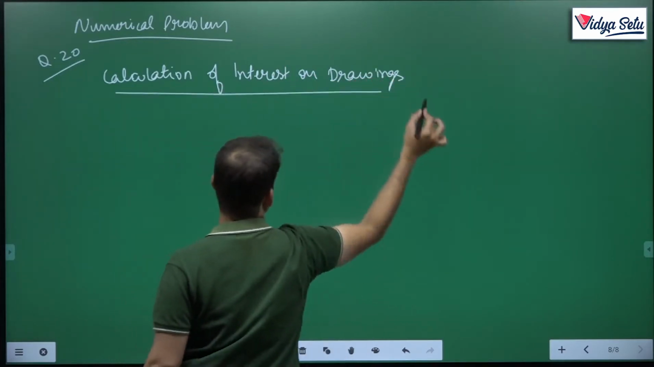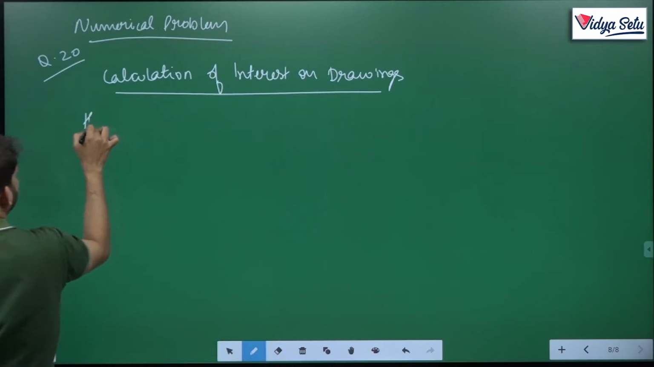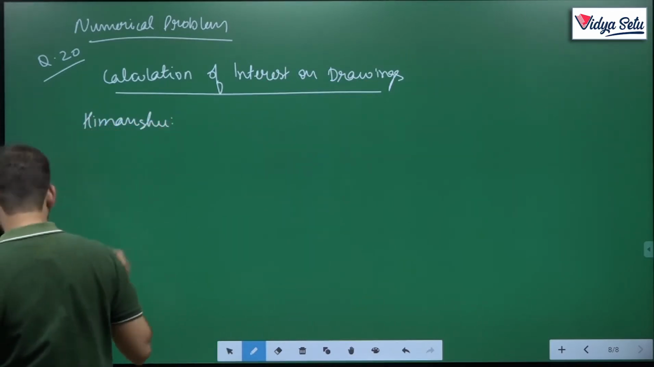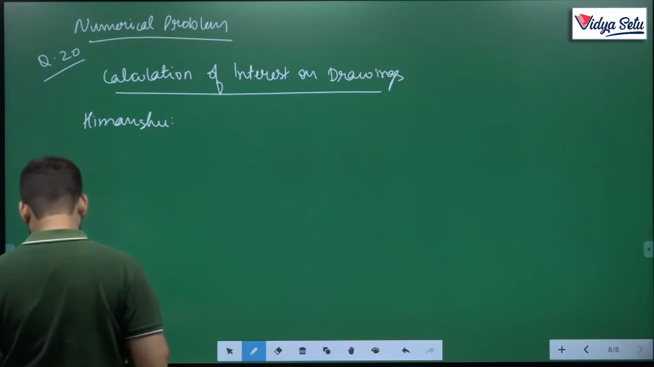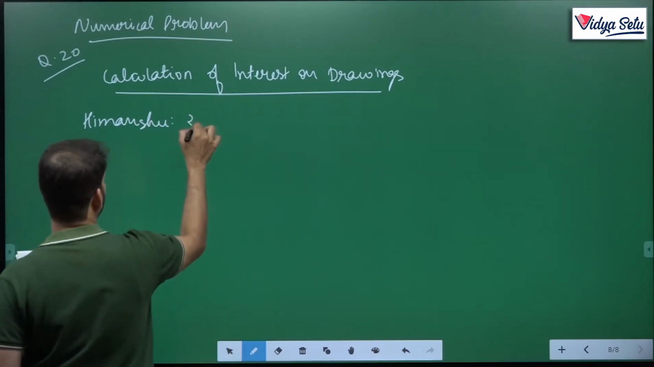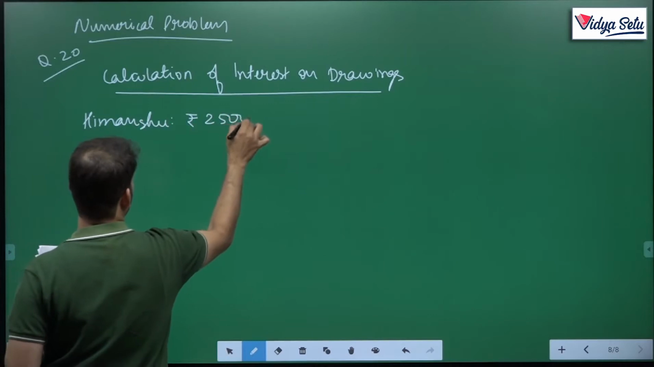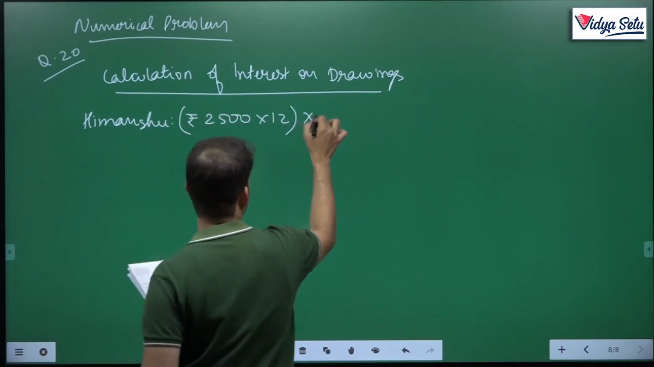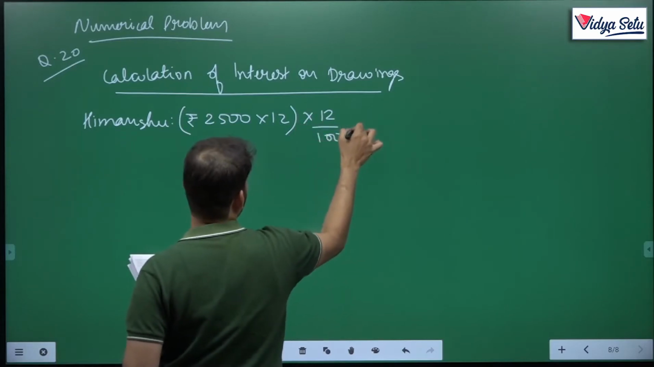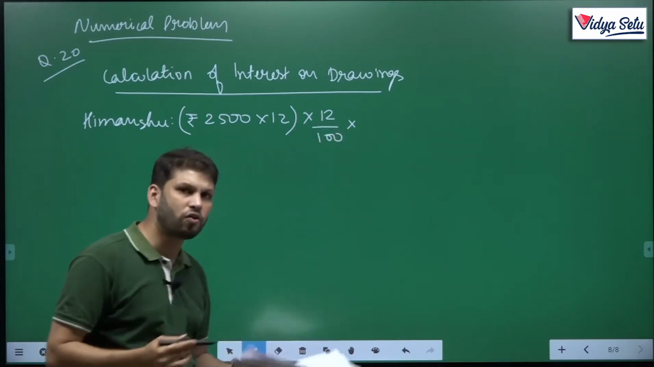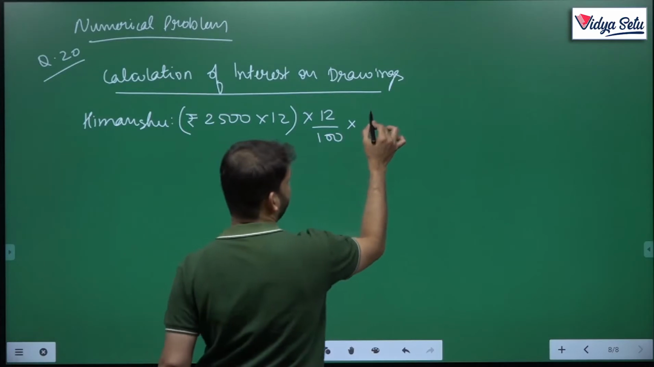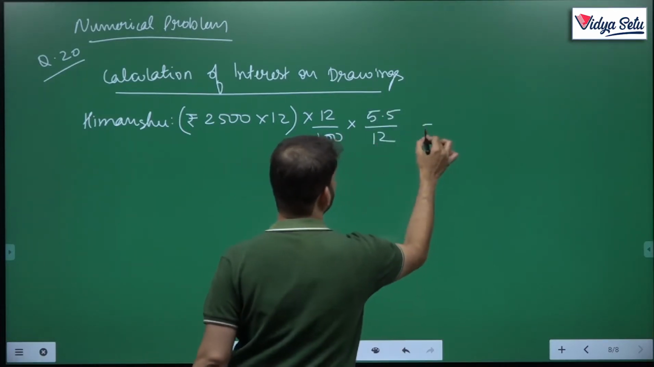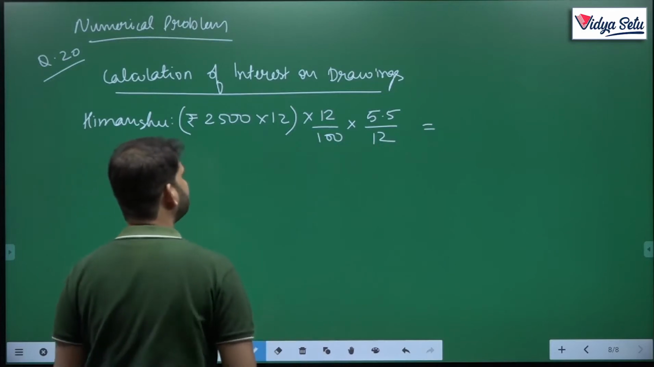Okay, there is only one person, Himanshu. So, how much drawing was he withdrawing? He was withdrawing 2500, and he withdrew for all the 12 months. Now the rate of interest is 12% per annum, and because he was withdrawing at the end of each month, we know that the factor becomes 5.5 upon 12. So, if we solve this, we will get our answer.